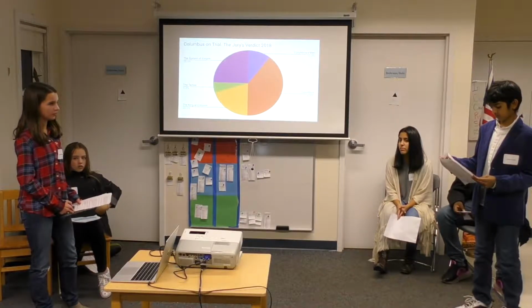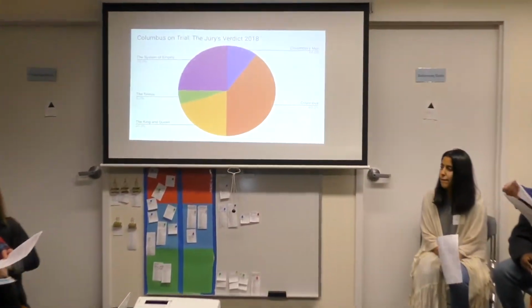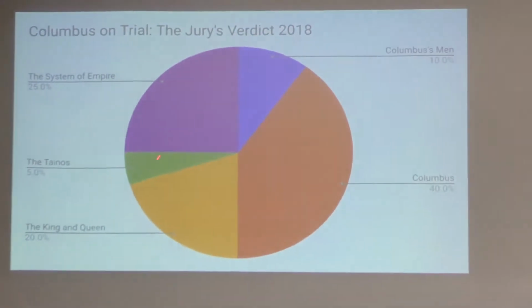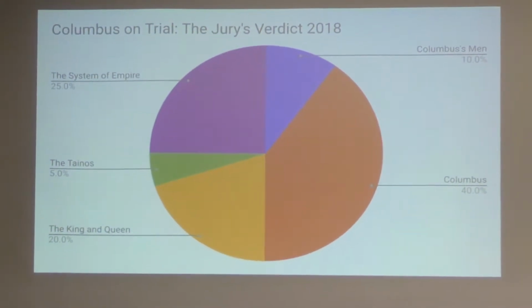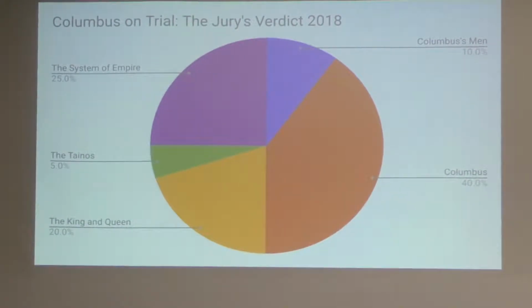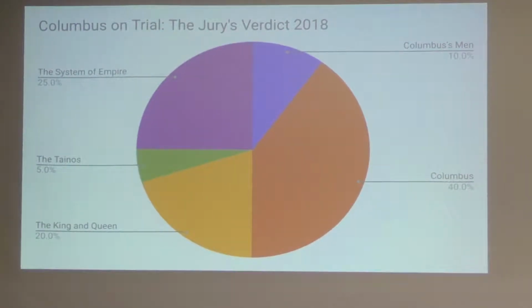After this trial, the jury would go into the quiet room and decide who to blame for the crime. They gave the system of the empire 25% because the system of the empire was designed by the people of Spain, and the people of Spain decided to send Columbus. The Tainos got 5% because historians say that they didn't fight back against Columbus. They thought that Columbus was their friend. We don't really know what happened with them, but this is what historians say, so the jury set it off.